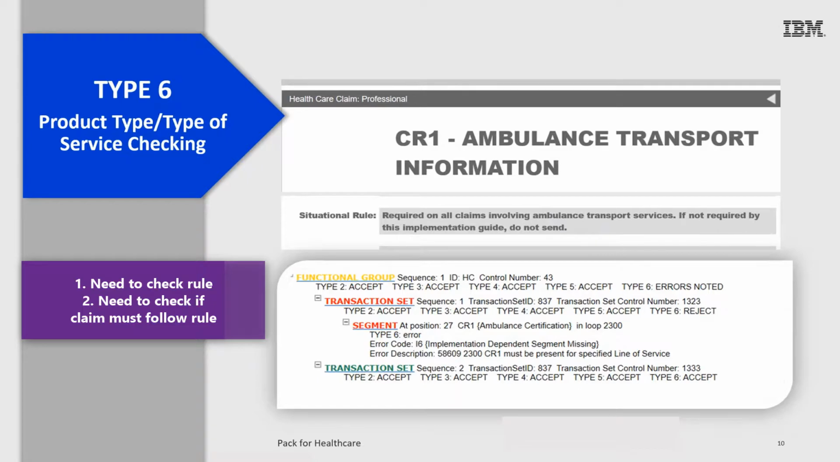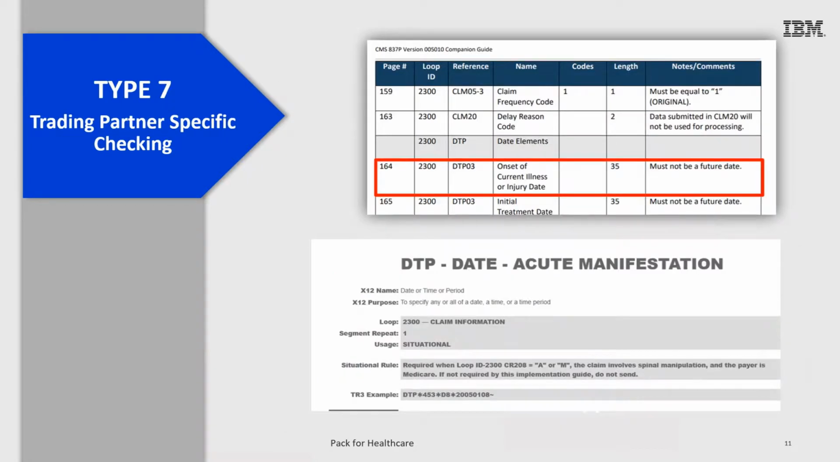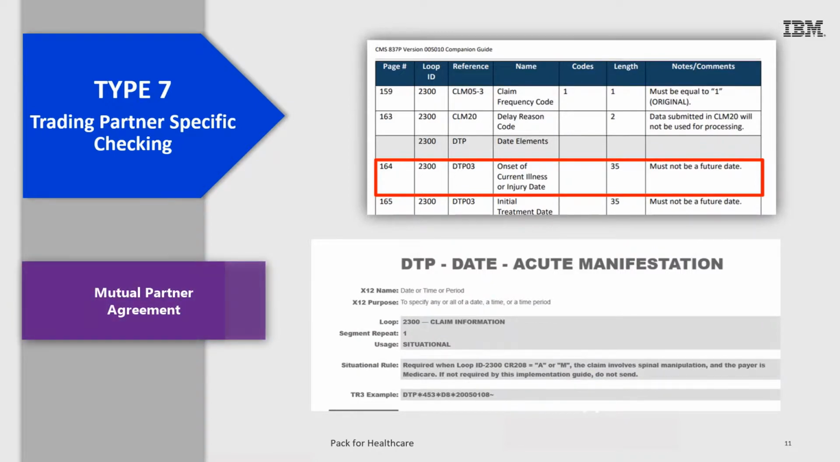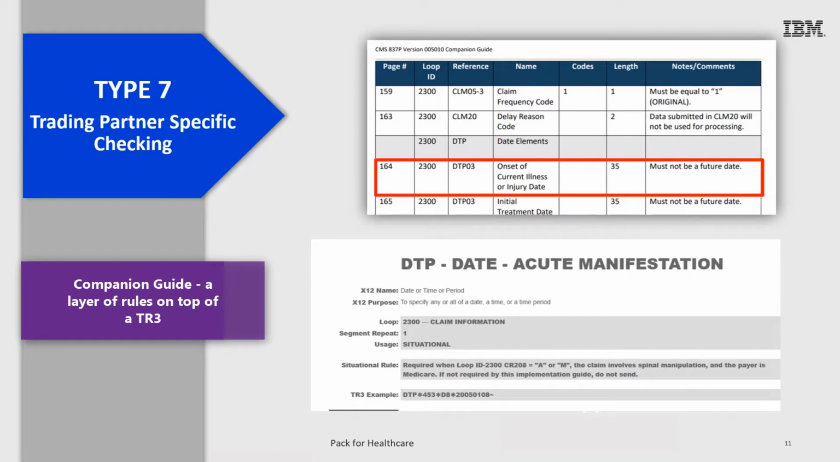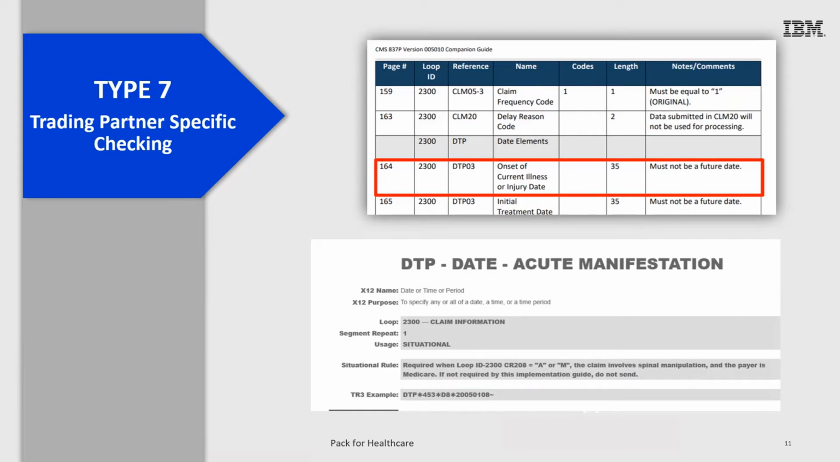Type 7 can be anything and everything else, and it is determined by mutual partner agreement, meaning that both the sender and the receiver have previously agreed upon these additional constraints. These are often expressed in documents called companion guides. We have also provided some Type 7 rules in the PAC for Medicare. These are based on specific implementation guide situational rules that call out Medicare.